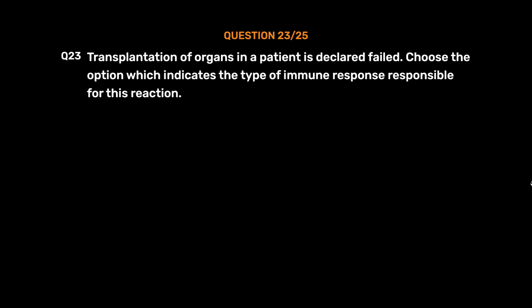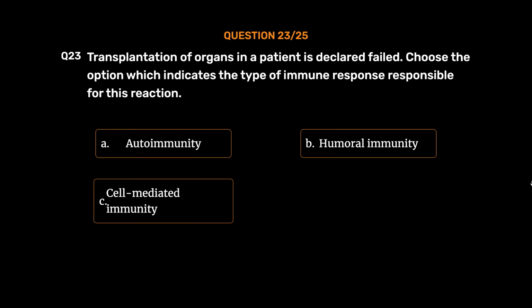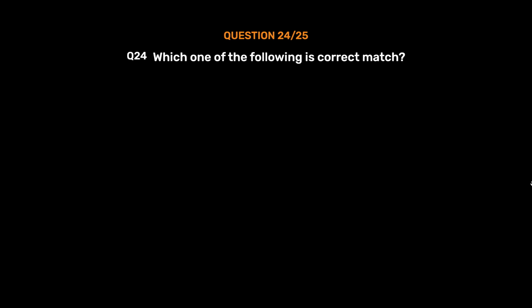Question number 23. Transplantation of organs in a patient is declared failed. Choose the option which indicates the type of immune response responsible for this reaction. Option A. Autoimmunity. Option B. Humoral immunity. Option C. Cell-mediated immunity. Option D. Cytotoxins. The correct answer is option C. Cell-mediated immunity.